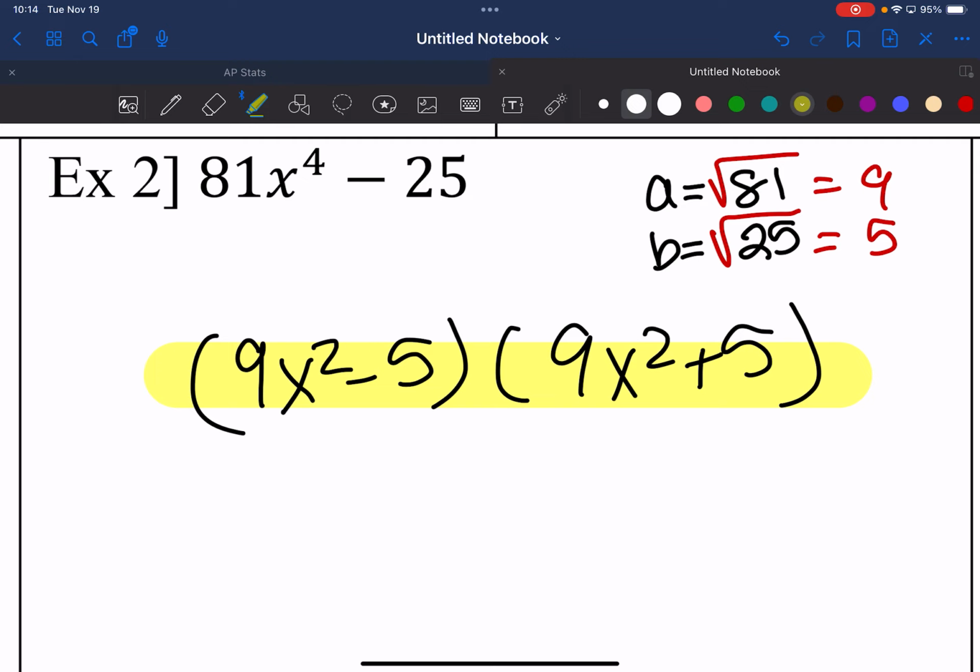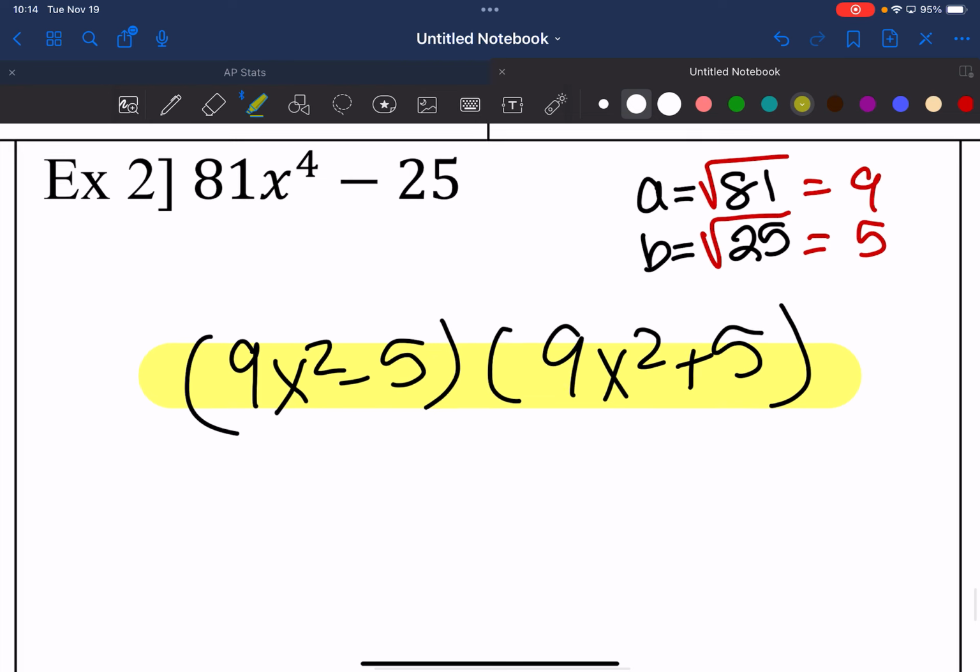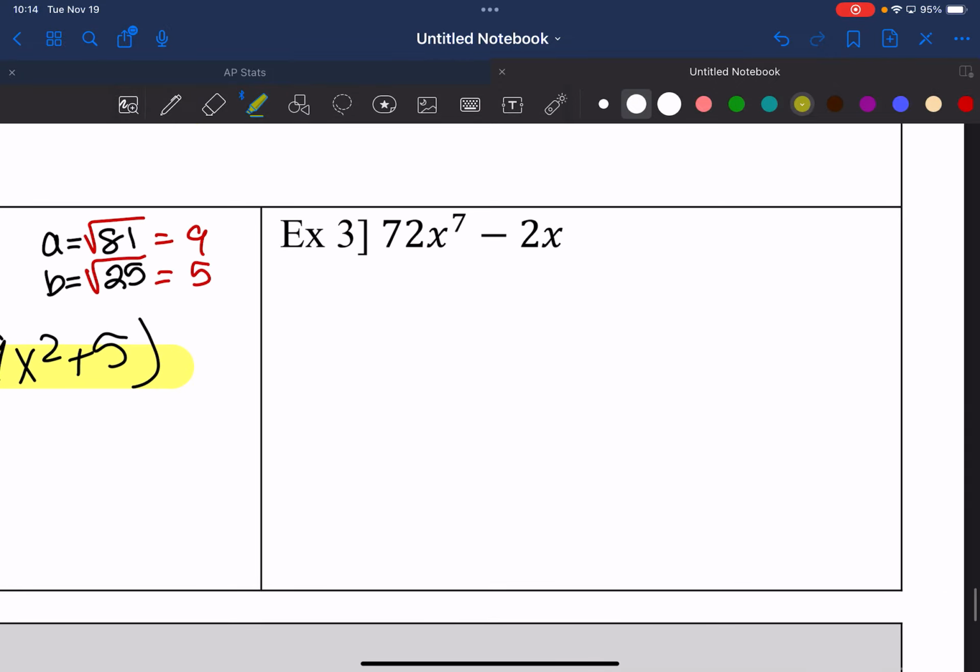Say that again. Yeah, but you can't square root the 5. That's correct. So if the B value was also able to take the square root, then yes, you could simplify further. I could do minus 5 first. It doesn't matter. You can do minus or plus first. Doesn't matter.